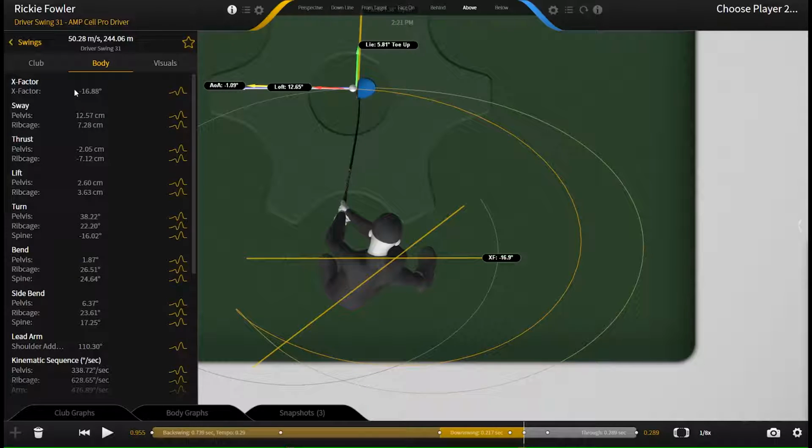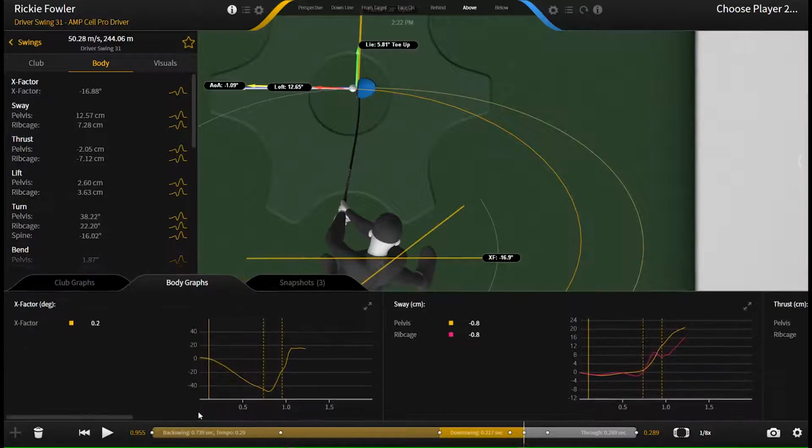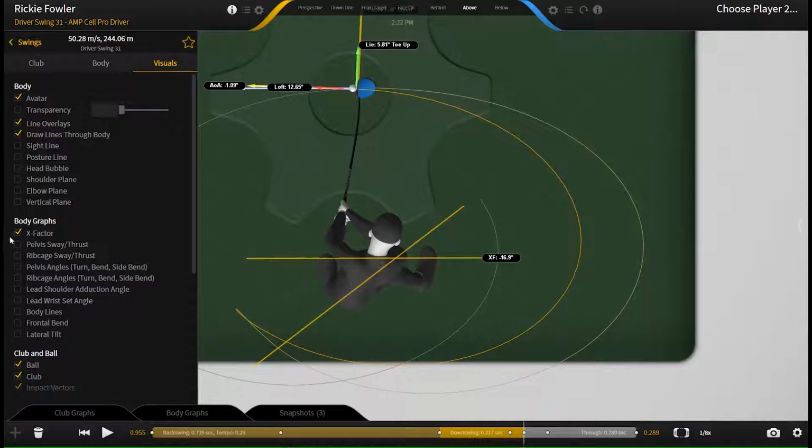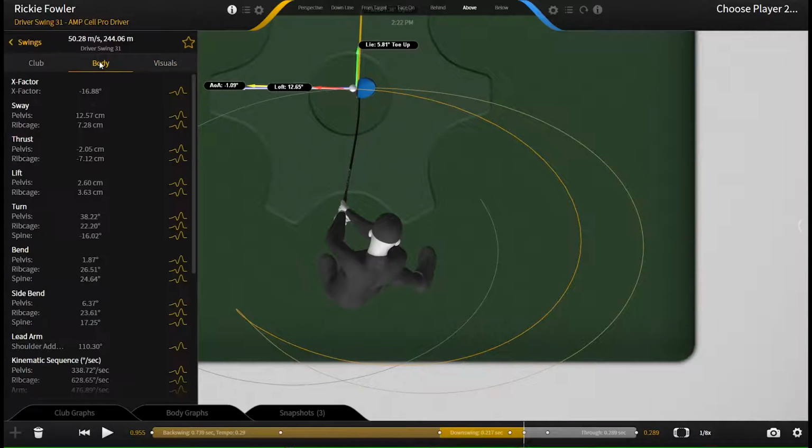First, X factor. X factor is the difference in the amount of rotation between the rib cage and the pelvis at the top of the swing, represented in degrees. This metric can be found in the side panel, shown at the current frame, and graphically in the body graphs tab at the bottom of the screen. You can also turn the X factor visual on and off, and many of these visuals, by clicking Visuals and checking the box here.